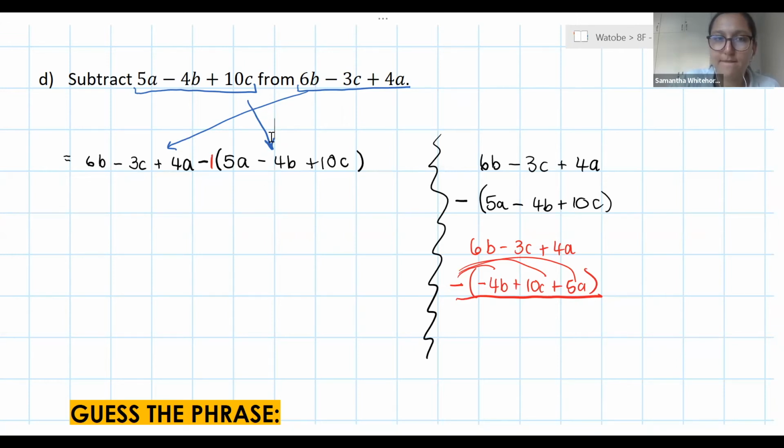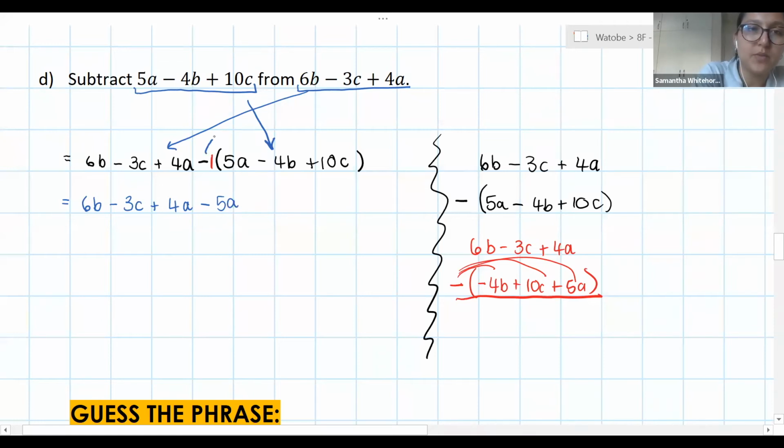Ma'am, I'm going to try. Okay. What I said was 6b, because we're solving the brackets. So what I said was 6b minus 3c plus 4a minus 5a minus 4b plus 10c.